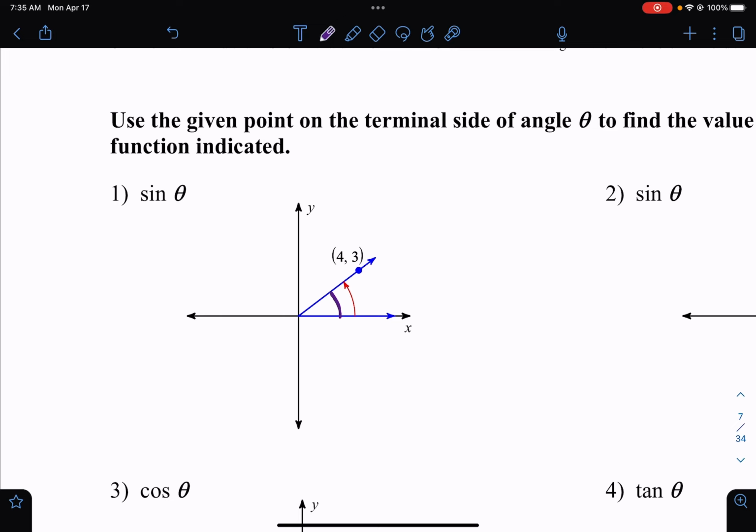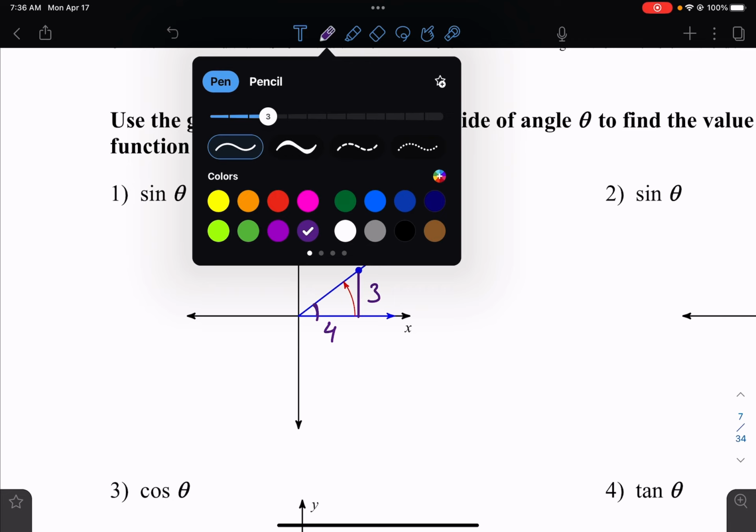One very important thing that you will need to know is that when you're referring to coordinates in sine and cosine, well, actually, that won't even matter in this case. It'll come into play later. But think about where this coordinate comes from. We go over 4 and up 3. Does that make sense?